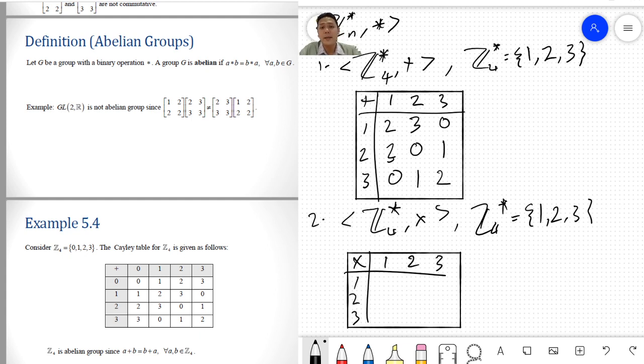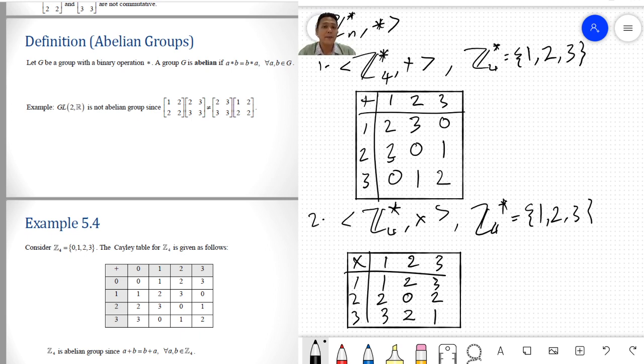1 times 1 is 1. 1 mod 4 is 1. 1 times 2 is 2. 1 times 3 is 3. 2 times 2 is 4. 4 mod 4 is 0. 2 times 3 is 6, 6 mod 4 is 2. 3 times 3 is 9, 9 mod 4 is 1. This is the basic to develop the Cayley table for Z4 star.